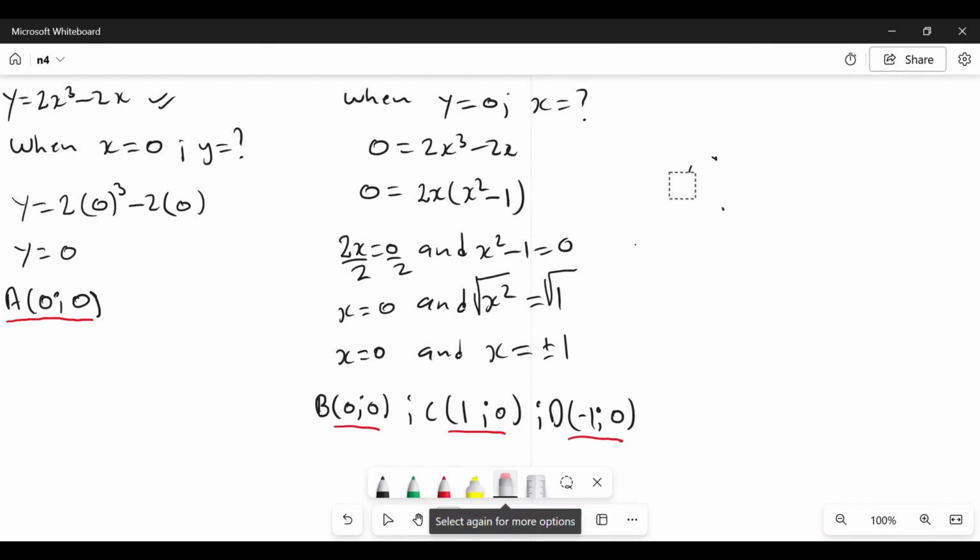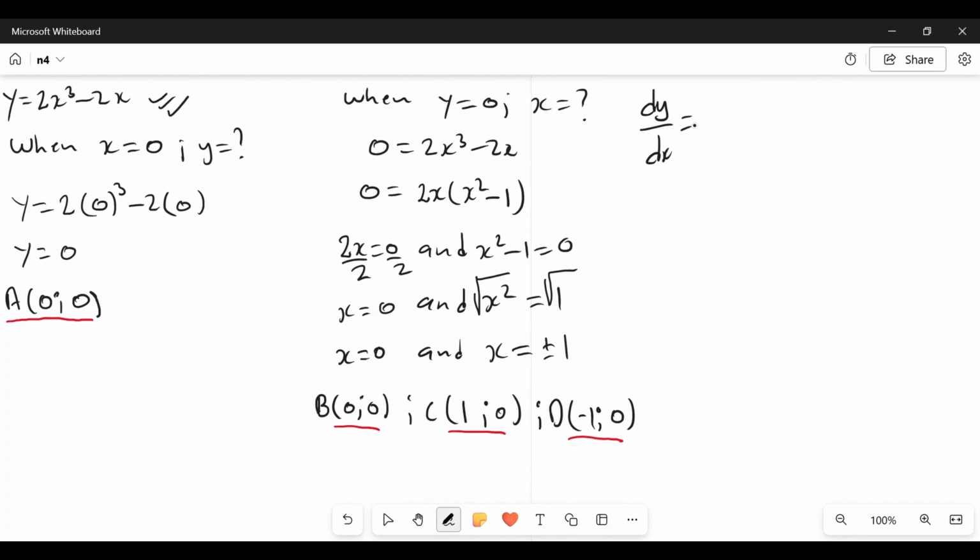All right, let me erase this. We're going to calculate our coordinates for the turning point here on the side. Remember, when you calculate the coordinates of the turning point, you need to differentiate our equation. So let's differentiate it. dy over dx, right? This is going to give us 6x squared minus 2. But let's not forget that you always equate it to 0. Remember that. Then from here, we have to transpose this -2 to the right hand side. So we're going to be left with 6x squared is equaling to 2.